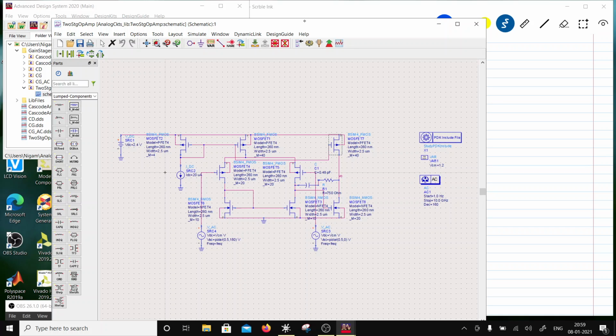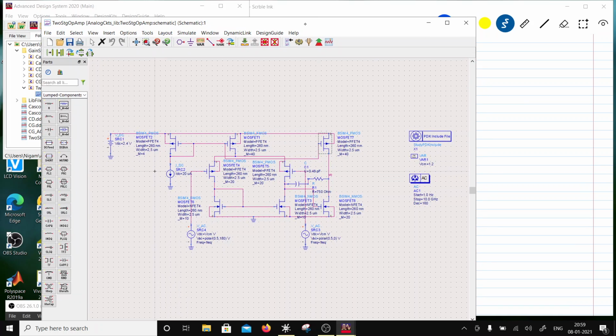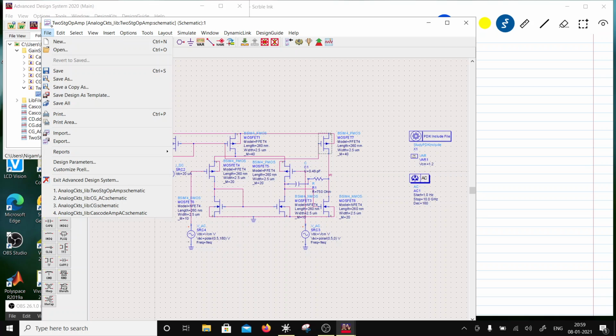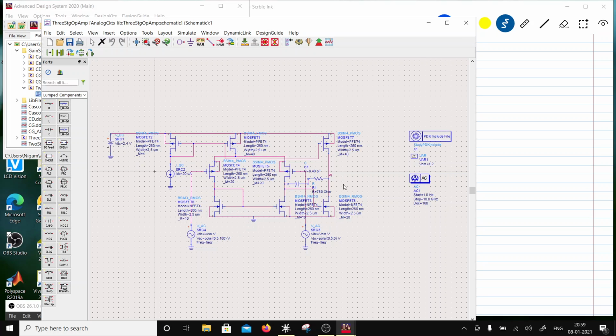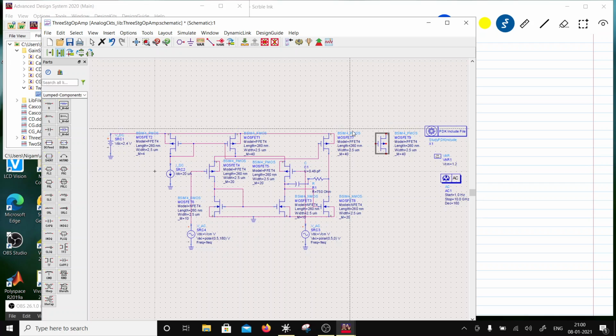So now I'm going to add a third stage to it. I'm just going to go File, Save As, and save this as a three-stage op-amp. Once I have done that, all I need is another stage over here. So I'll first remove VO from here, and I am going to copy the same transistor again. So basically this is there, and this is driven by the same.